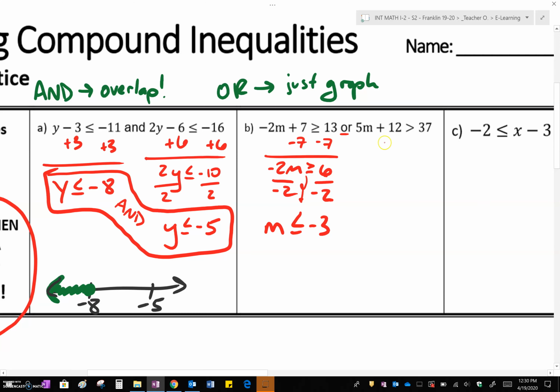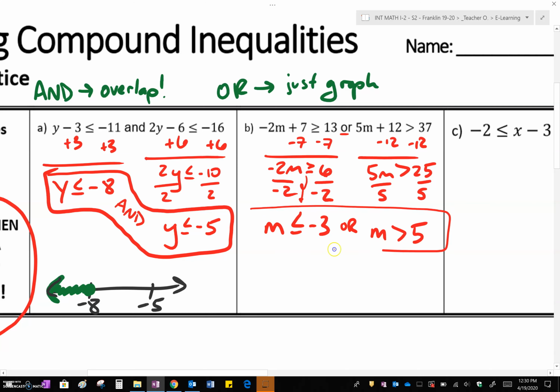Okay, second inequality here, subtract 12. 5m is greater than 25. Divide by positive 5. And m is greater than 5. And remember, this is an or inequality. So here's the solution.